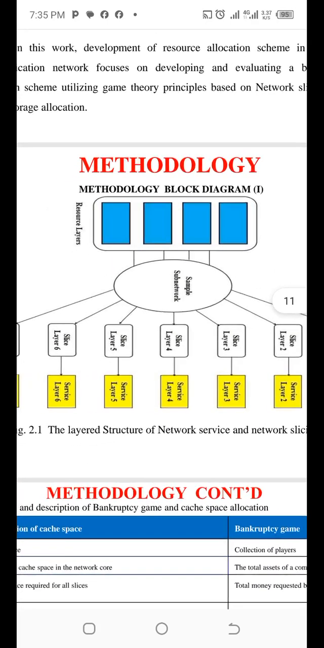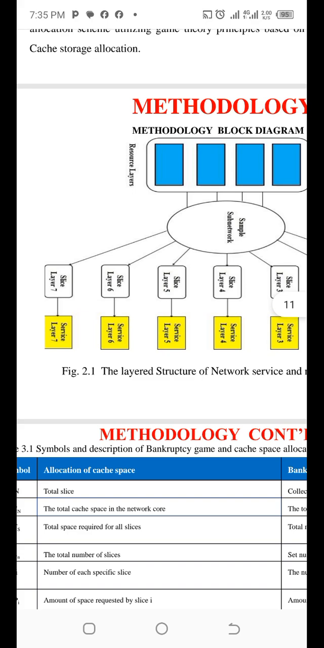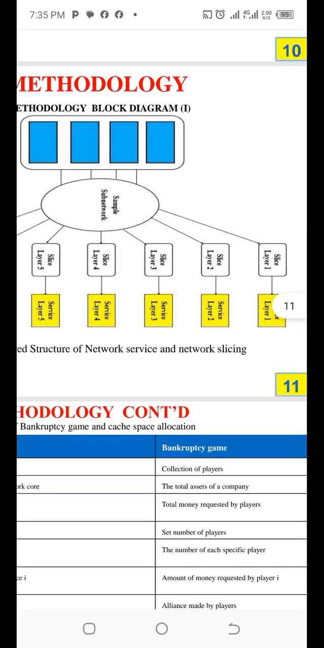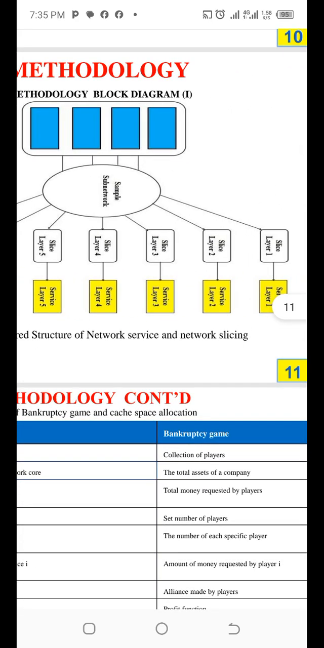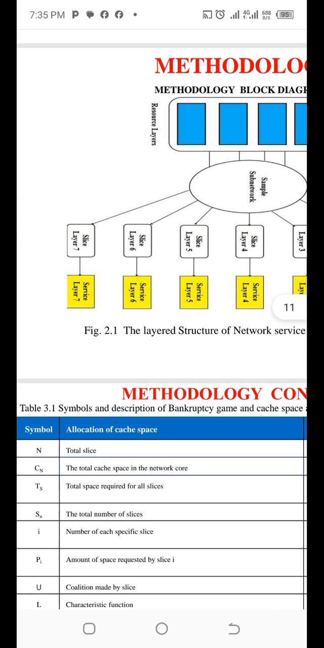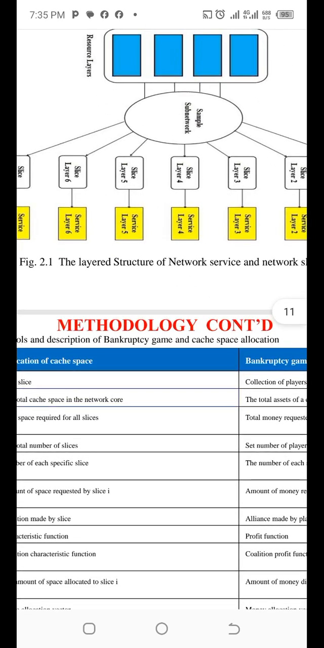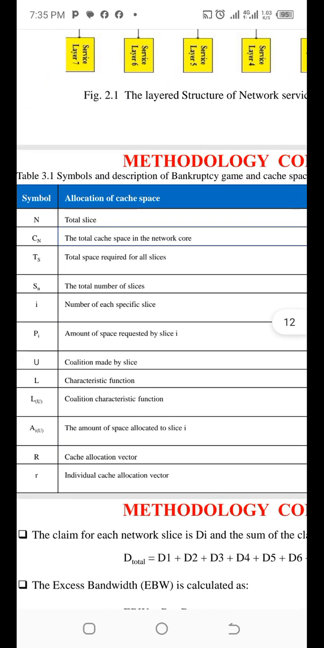These are my methodology block diagram. I have the resource layer. This resource layer will be a subnet, and this subnet will be sliced into seven layers. We have slice layer 1, slice layer 2, to slice layer 7, and each of these layers will be dedicated to different services, such as internet feeding, internet conferencing, internet game, voice over internet protocol, and some other services on the network. So I limited my research to seven services. These are the methodology symbols I used.